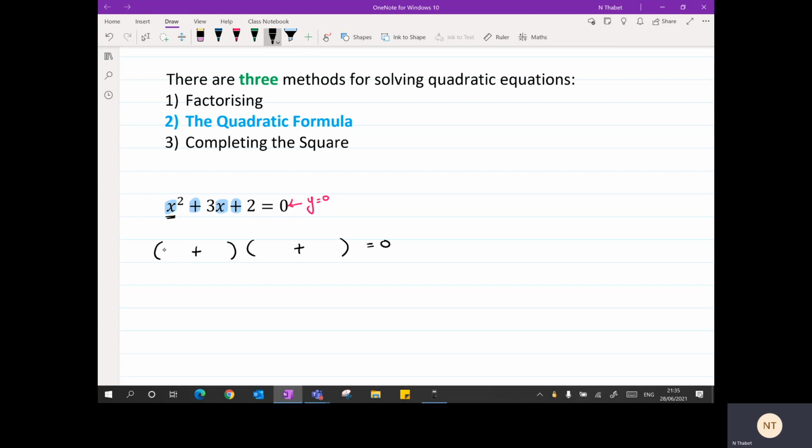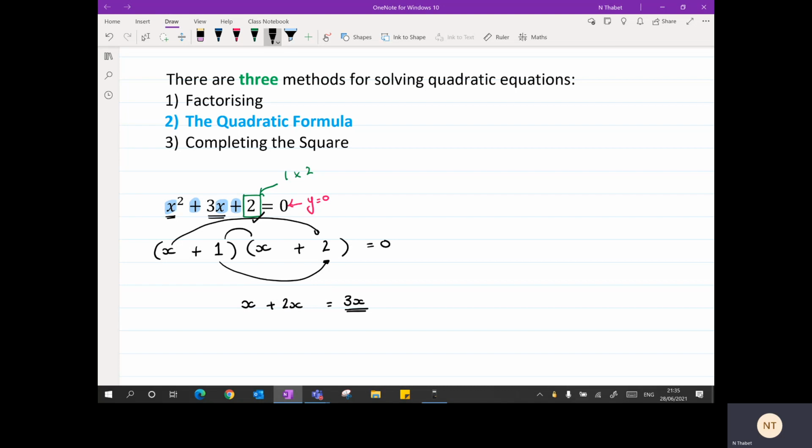And x squared comes from multiplying x by x, and then we will always list the factors of the constant, the number on its own. Thankfully, 2 only has 2 factors, it's a prime number, so my only options are 1 and 2. And when we check, 1 times 2 is 2. And then I want to make 3x, and this comes from multiplying 1 by x, which is x, and also 2 times x, which is 2x, and when we add them together, we get 3x.